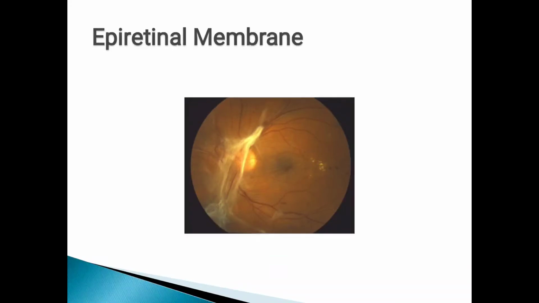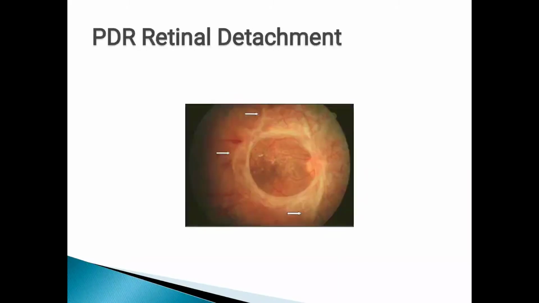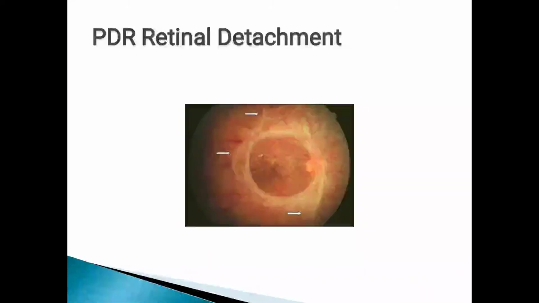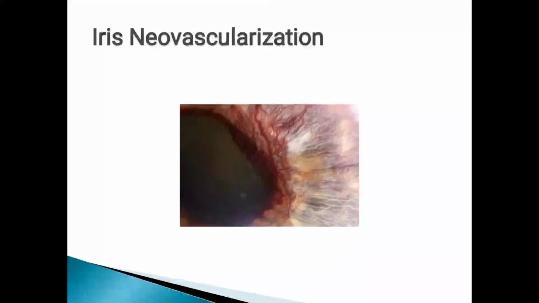It can also cause a membrane on the retina because of the fibrosis. This membrane is called an epiretinal membrane. Again you can see that there is a detachment of the retina. You can see classically that there are membranes in the vitreous cavity and they are pulling on the retina.